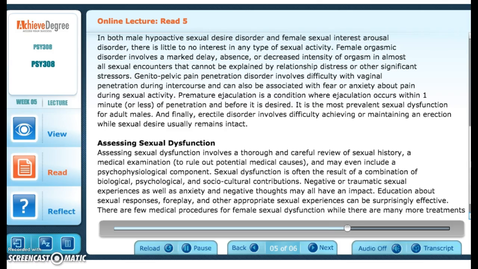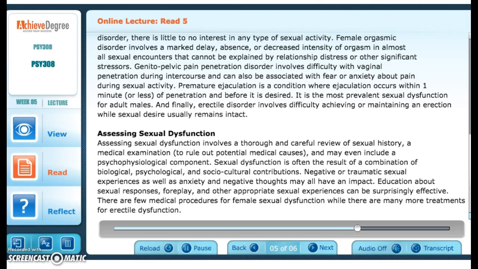Assessing sexual dysfunction. Assessing sexual dysfunction involves a thorough and careful review of sexual history, a medical examination to rule out potential medical causes, and may even include a psychophysiological component. Sexual dysfunction is often the result of a combination of biological, psychological, and sociocultural contributions.